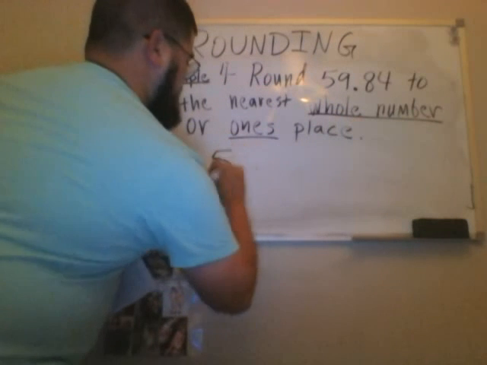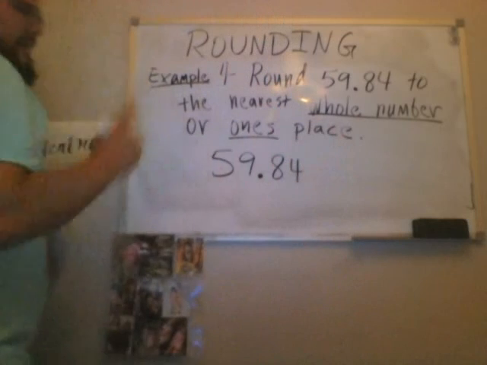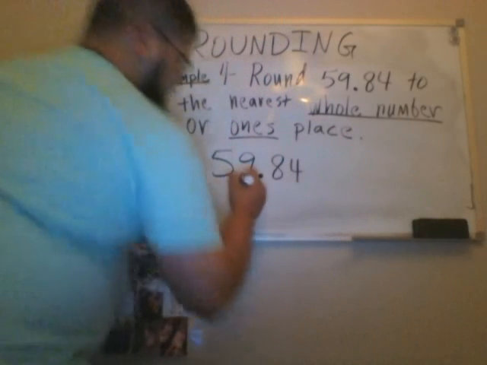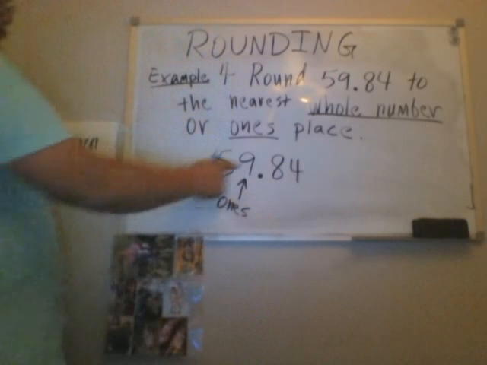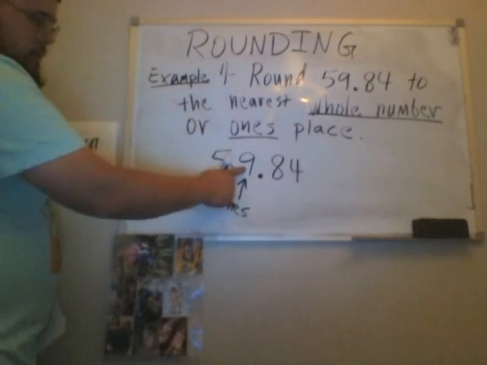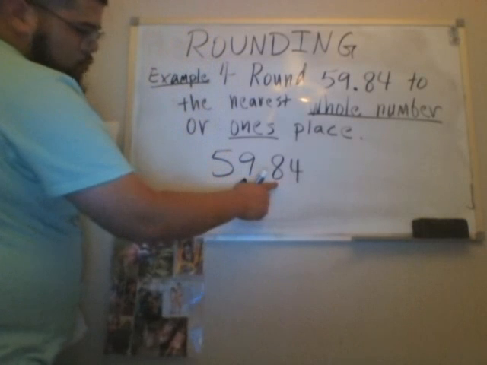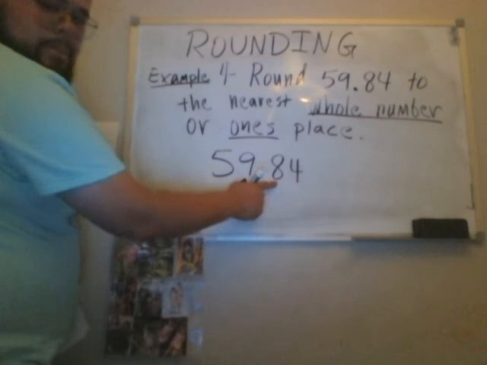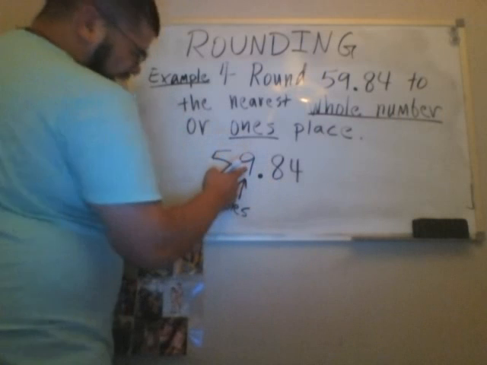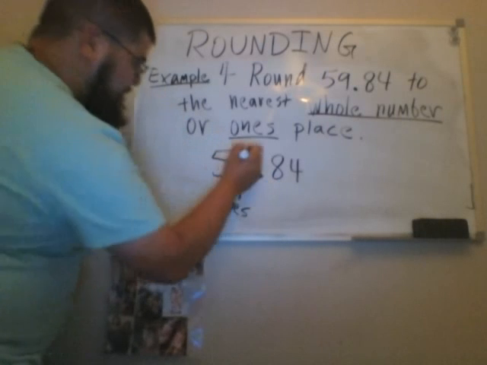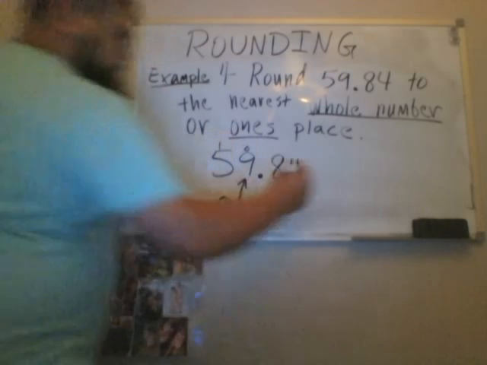So let's go ahead and write our number out. 59.84. Step 1, identify the ones place, or the whole numbers place. That's this one right here. This is the ones place, okay? So we got 9. Now, step 2 says, look one place value to the right. This is an 8. Is this 4 or less, or 5 or more? 5 or more, right? So we're going to raise the 9. The 9 is going to become a 10. Therefore, we're going to have to put a 0 here in place of the 9, and we're going to have to carry that 1. So 1 plus 5 is 6.